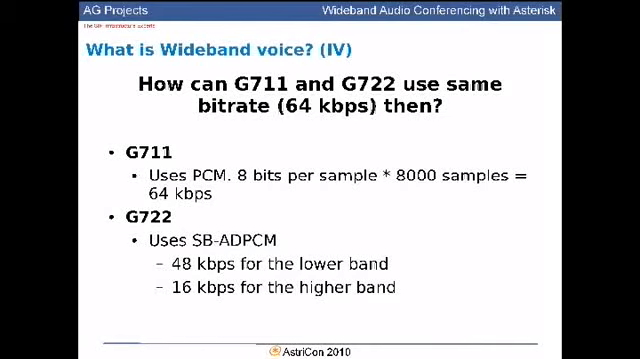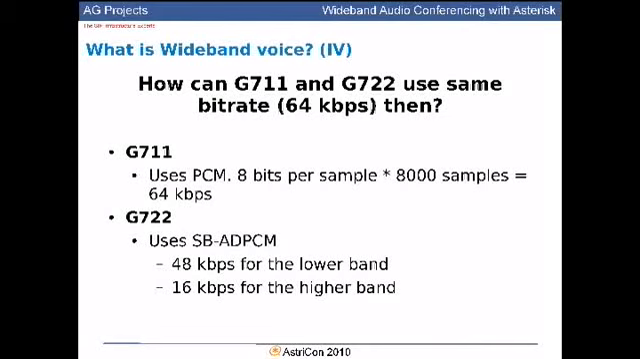So how come we have this if one is wideband and the other codec is narrowband? G711 uses PCMA for coding data. So it uses 8 bits per sample multiplied by 8,000 samples. You need 64 kilobits just for the audio part.